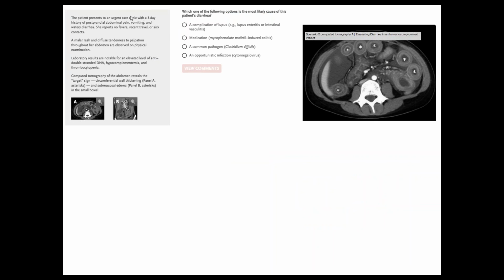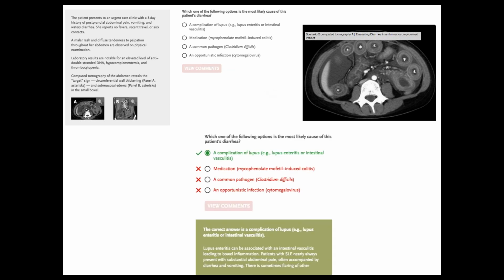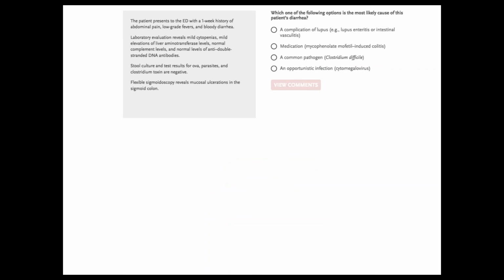patient presents to an urgent care clinic, 3-day history of abdominal pain, malar rash, laboratory tests, has lupus erythematosus. We're shown this CT, and what we see here are, in essence, called target lesions, and they suggest markedly increased inflammation of the small bowel wall in these cross sections that we can see here. So which of the following options is the most likely cause of this patient's diarrhea? And if she has this complication, we'll pick a complication of lupus erythematosus, that the vasculitis could possibly cause these changes that we see in the CT.